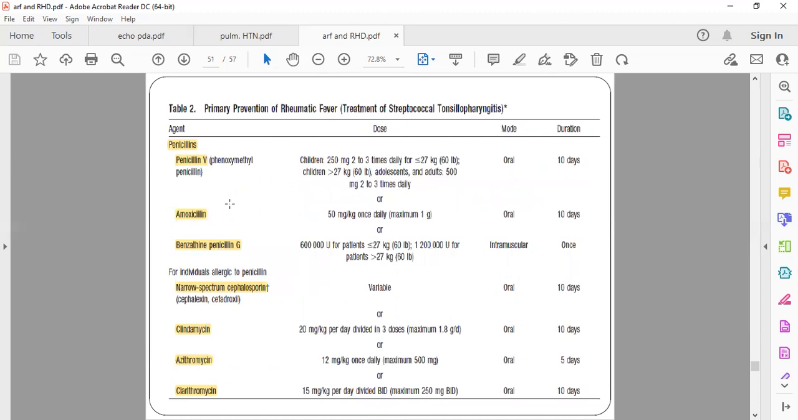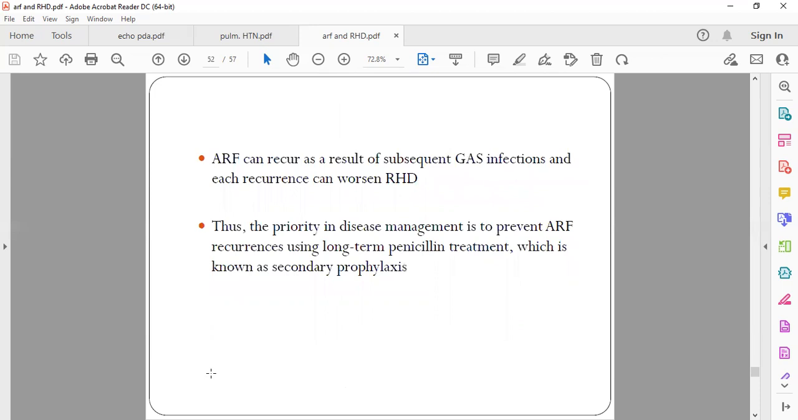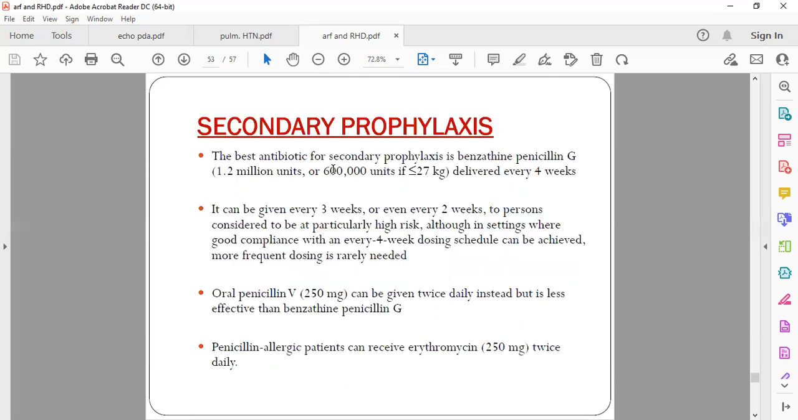The various drugs which we have already discussed are penicillin V, amoxicillin, and benzathine penicillin. Other drugs which you can use are clindamycin, azithromycin, and clarithromycin. Acute rheumatic fever can recur as a result of subsequent group A Streptococcus infections. Each recurrence can increase the chances of rheumatic heart disease. So that's why you need to give secondary prophylaxis.